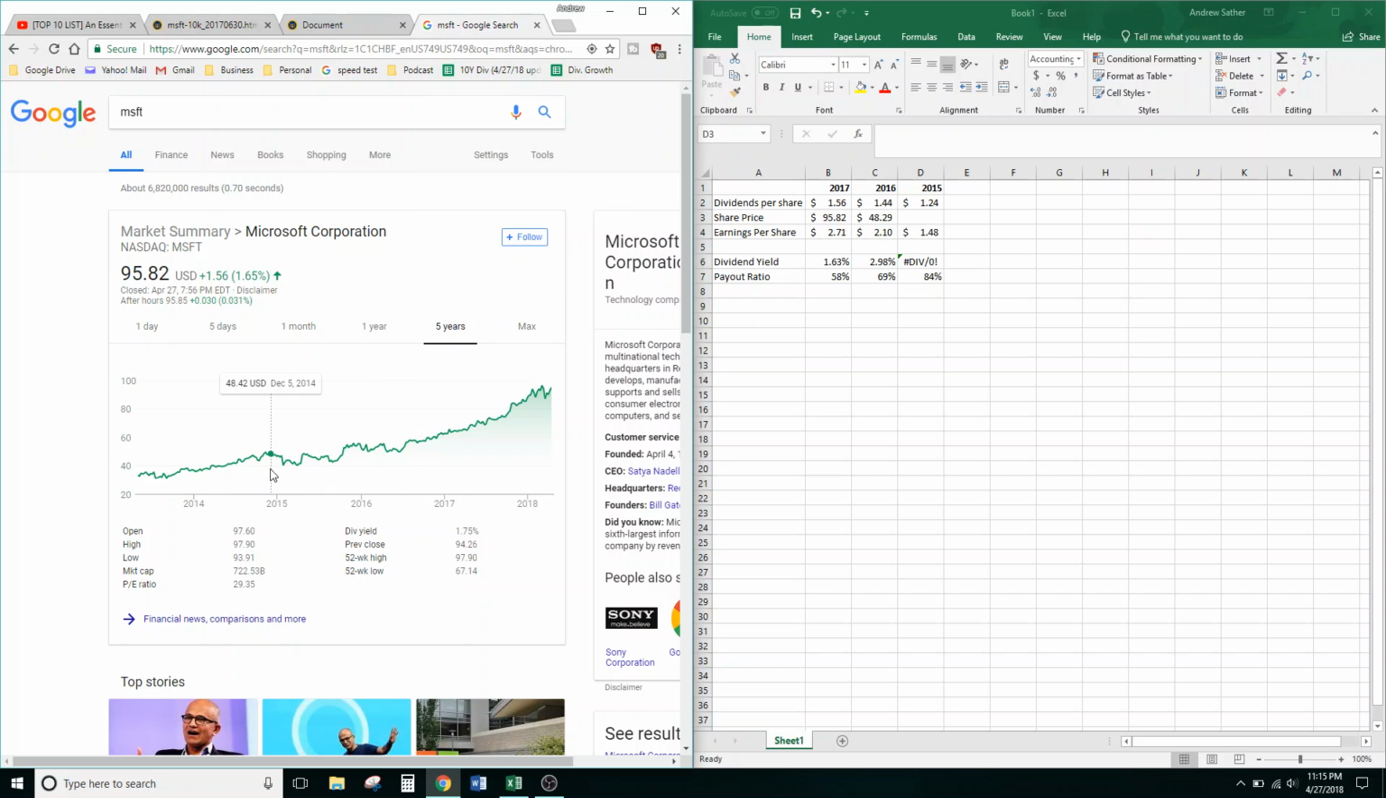Let's take something at random for 2015. 48, 42, 45, 43. All right, so we see the yield's kind of fluctuating. And you see the payout ratio is decreasing. You see that? We went 84, 69, 58.